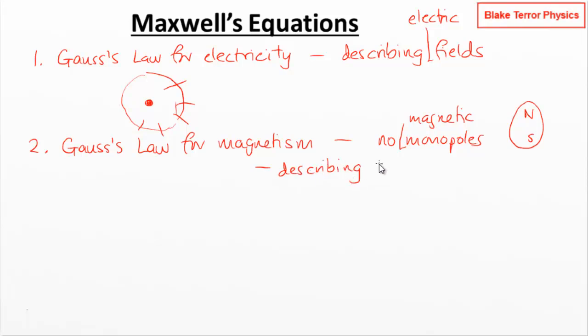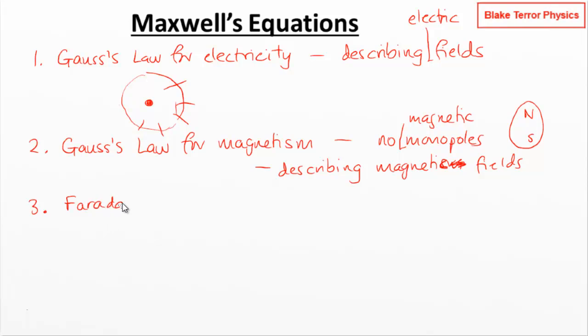Again, this is very broad brush. But now we've got our first two Maxwell's equations: describing electric fields and describing magnetic fields. Right, so that's our first two. Then we get on to things which are, how do electric fields and magnetic fields interact with each other? What is the relationship between the two of them?